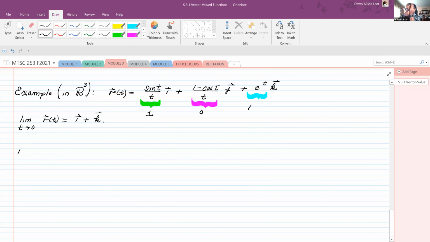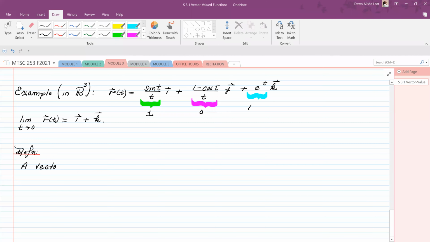Definition. So after limits comes continuity. All right. A vector valued function.